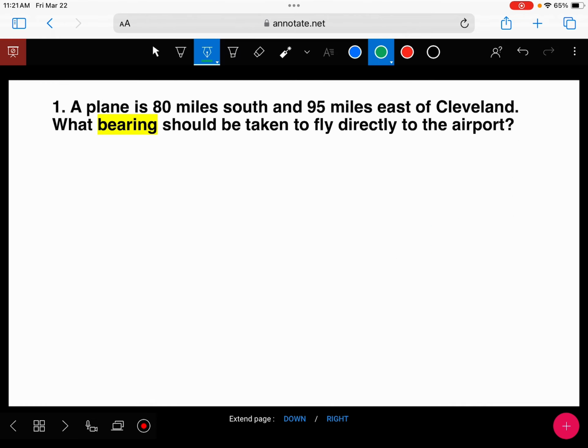Question number 1 says that we have an airplane. The airplane is 80 miles south and 95 miles east of Cleveland. What bearing, again, that's my angle, should be taken to fly back to the airport?